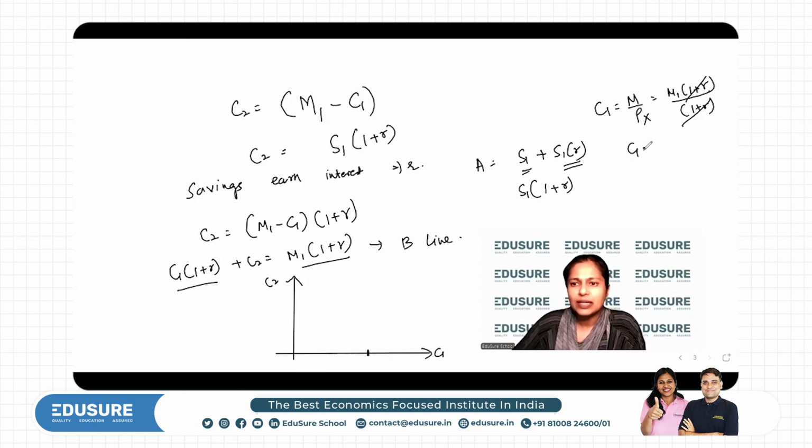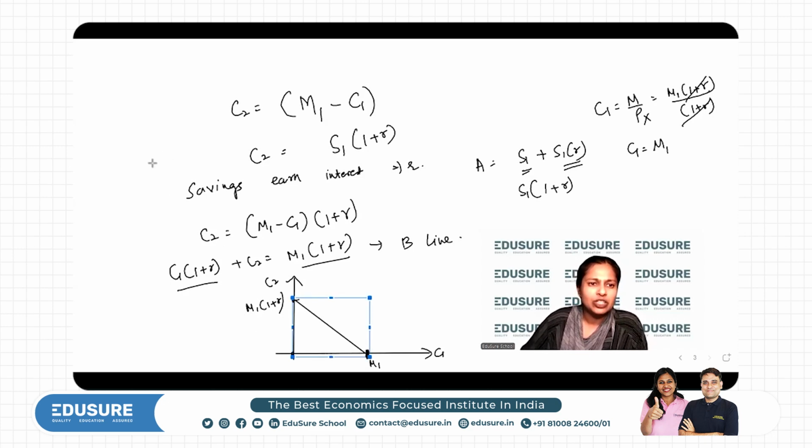Okay, so C1 is basically going to be equal to M1. Why is that? Because in period 1, the maximum that you can consume is just M1, if consumption in period 2 is 0. If I consume nothing in period 1 and I save everything, then the maximum I can consume in period 2 is M1 into 1 plus R, right? So the budget line is this.